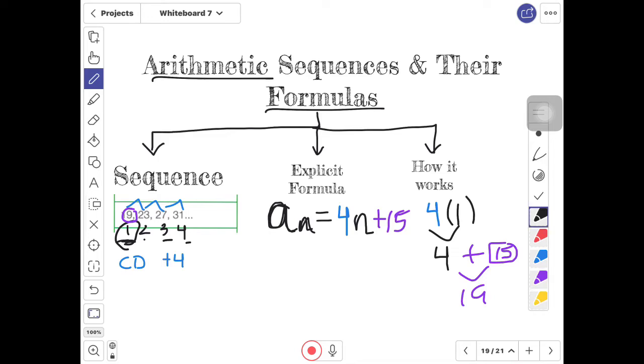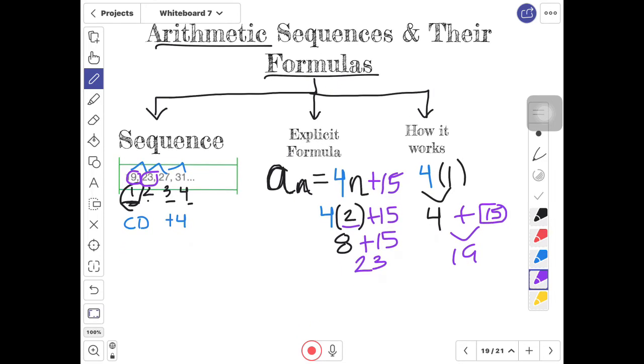So with that given, it should work for the second one. If we use the formula, we can also use it for the second one now. 4 times 2 is 8. And we said we were going to add 15 to any of those values, right? So 4 times 2 is 8, and 8 plus 15 is definitely 23. So 23 is given on the second term. That's why we put 2 here. And that's how it works. That's how explicit formulas work. They allow you to find any number in the sequence.